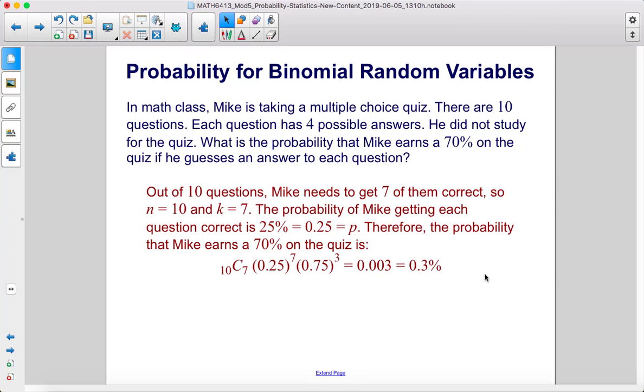Out of 10 questions, Mike needs to get 7 of them correct, so n equals 10 and k equals 7. The probability of Mike getting each question correct is 25%, or 0.25, and that's going to equal p. Therefore, the probability that Mike earns a 70% on the quiz is, we plug in all of the information we have, and we get 0.3%.